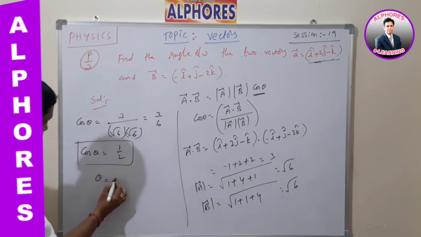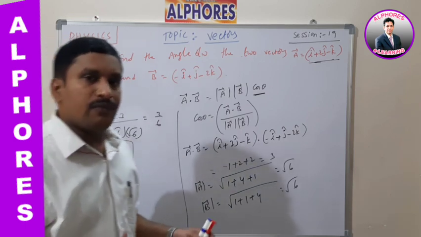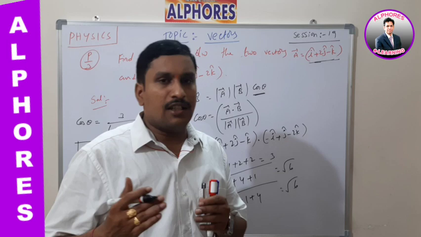Theta is equal to 60 degrees. So this is the method to find the angle between the two vectors.